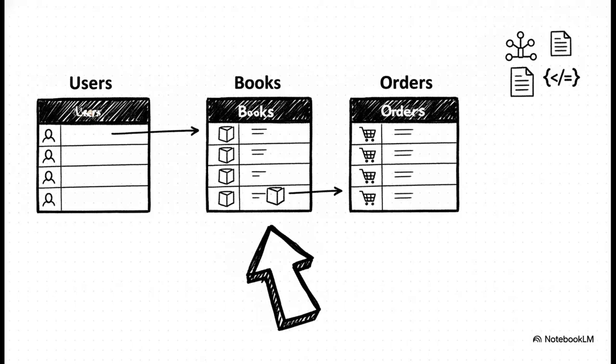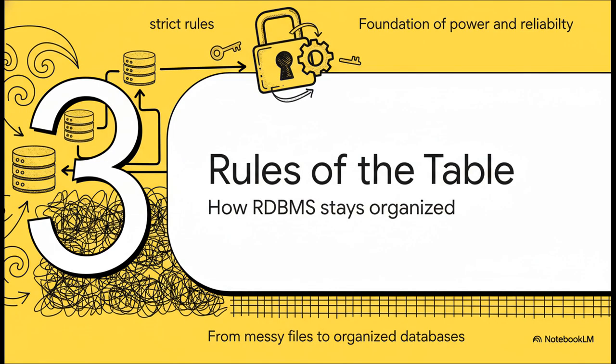Now, there are a few different types of databases out there, but the most common one by a long shot is the relational database. The easiest way to think about it is like a collection of superpowered, interconnected spreadsheets. And that's what we're going to focus on. So how in the world does a relational database avoid the chaos of a simple spreadsheet? Well, it all comes down to a really strict set of rules. And these rules, they're the entire foundation of its power and its reliability.